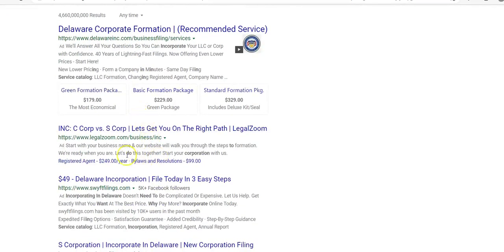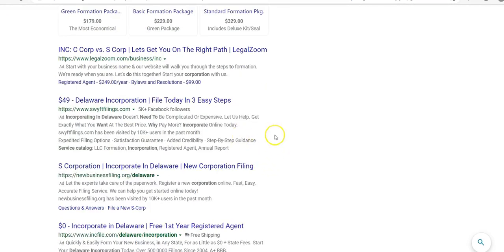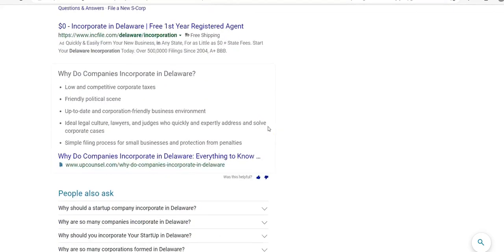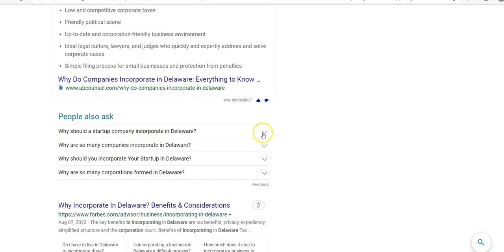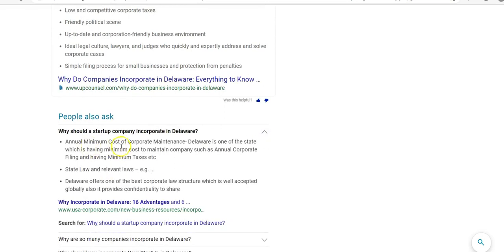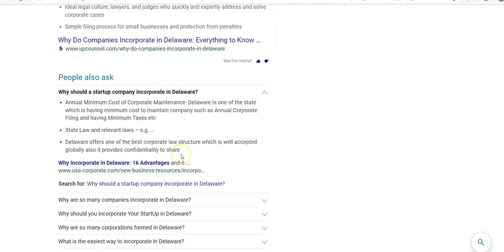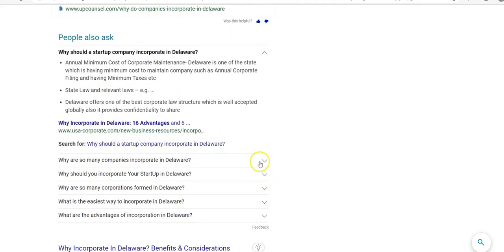Let's see if I can find something. They want me to file it. Okay, no, I want one of these. Okay, here we go. Annual minimum cost is one state is having a minimum cost to maintain companies, such as an annual corporation filing. The state laws offers one of the best corporate law structure, which is well accepted globally.